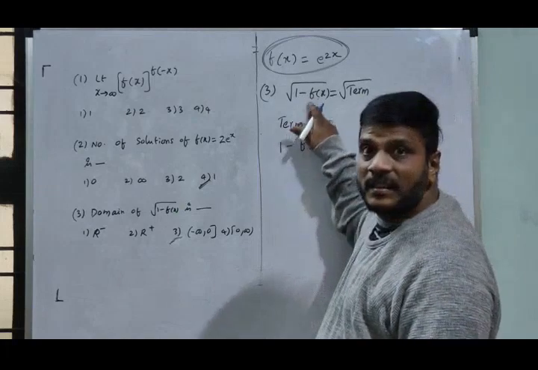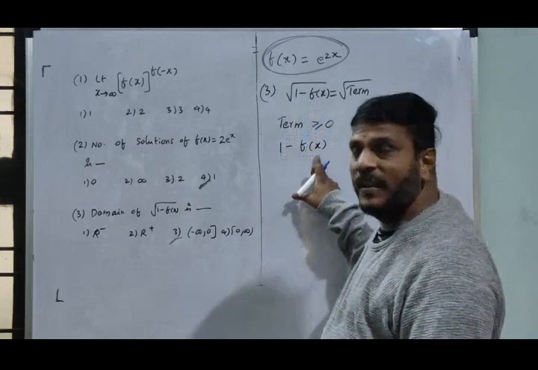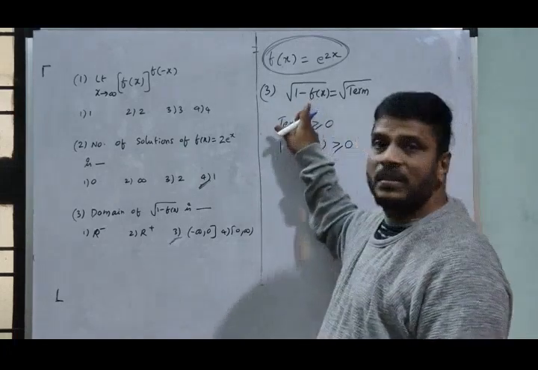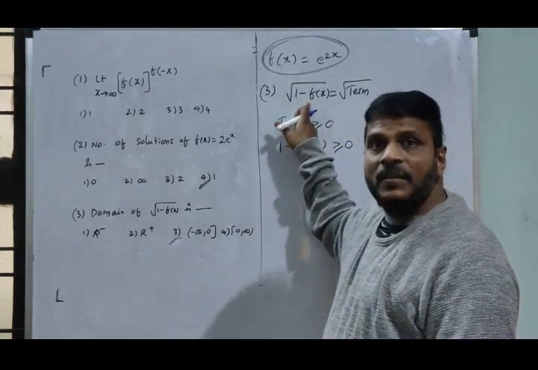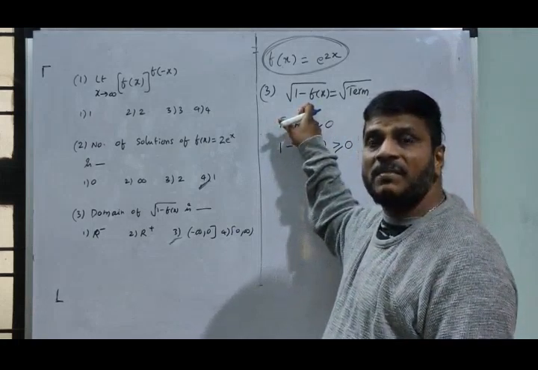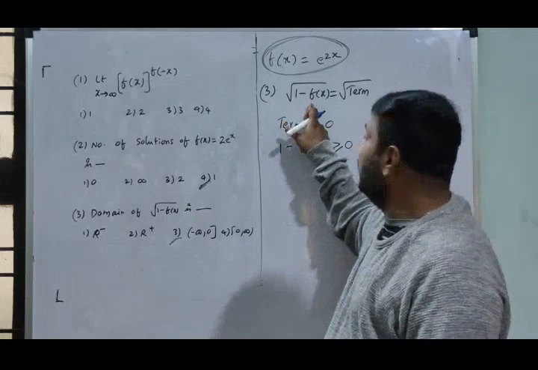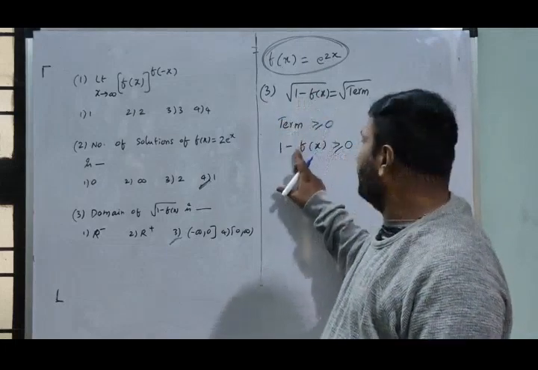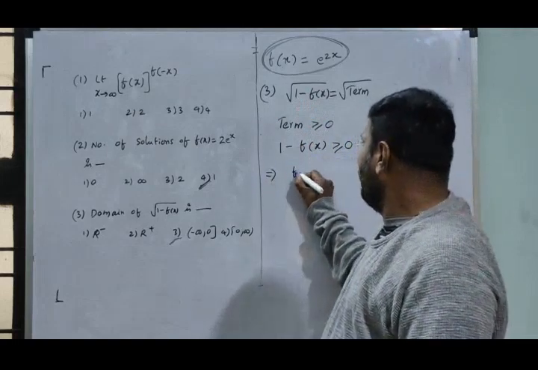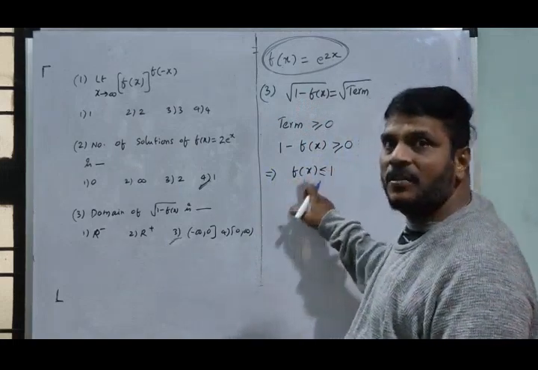Here the term is 1 minus f of x. So substitute here: 1 minus f of x greater than or equal to 0. So whenever a square root is given, to find out the domain of the given function, what we have to write? The term inside of the square root should be greater than or equal to 0. So 1 minus f of x greater than or equal to 0. This implies f of x less than or equal to 1.